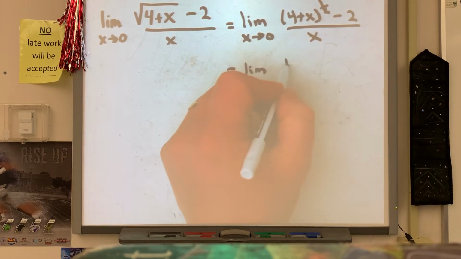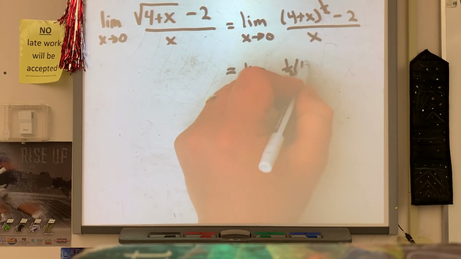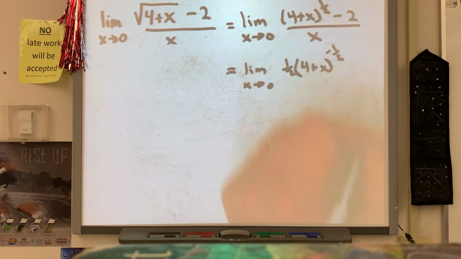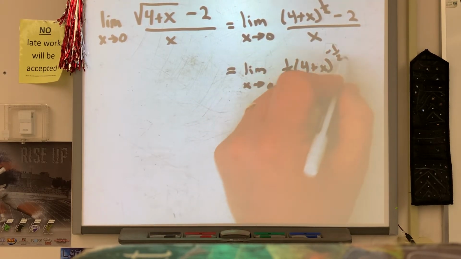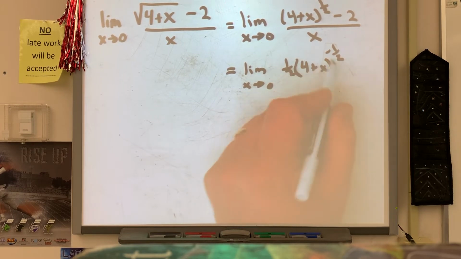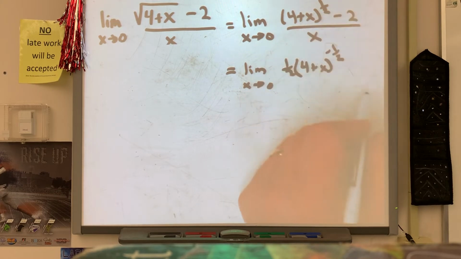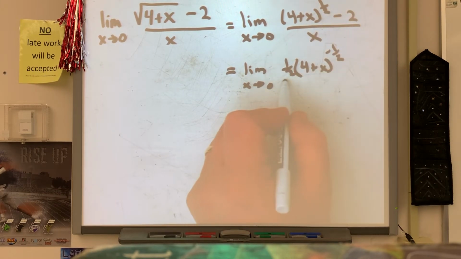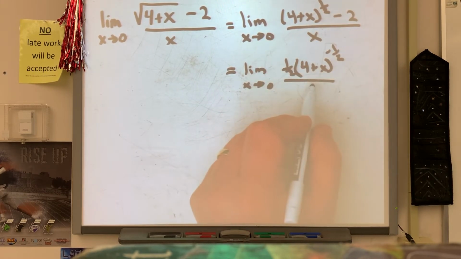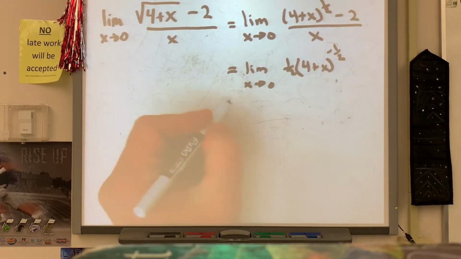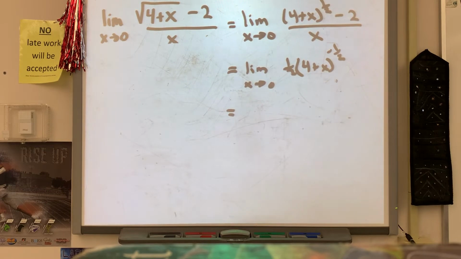The power rule says 1/2 times the inner function, 4 plus x, to the negative 1/2, times the derivative of the inner function. But if you notice, the derivative of the inner function is just 1, and the derivative of the minus 2 is 0. All divided by the derivative of x, which is 1, so I really don't need to have a divide by anything. And now we just get to check by substitution: can I evaluate this limit now?